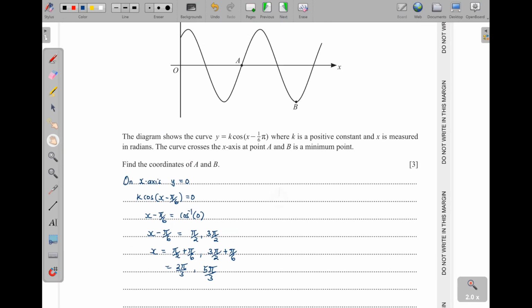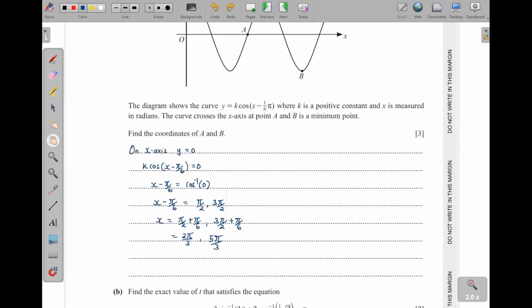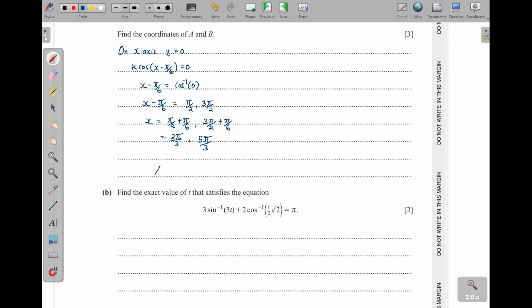Then when I go up here, where the curve cuts the x-axis, this is the first one, this is the second one, this is the third one, fourth one. So since A is the second one, that means I will take the second coordinate. So therefore, the x-coordinate of A is going to be 5 pi over 3. But then the y-coordinate is what? Is 0. So that is that. Then next, we are going to look for the coordinates of B.